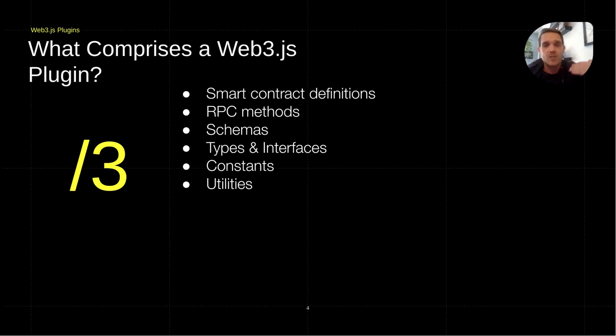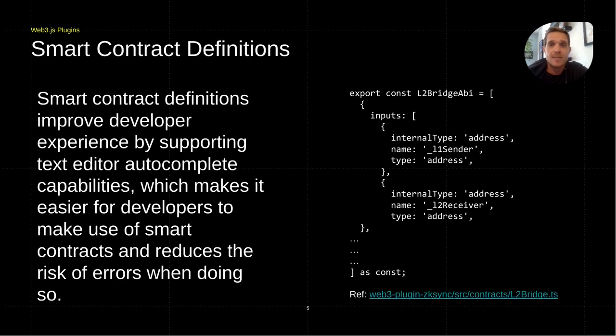So we're going to take a look at each one of these a little bit closer. In particular, we're going to be using the Web3.js plugin that we created at ChainSafe Systems for ZK Sync, because that really demonstrates a lot of these different components of a Web3.js plugin. So let's jump right into that by looking at smart contract definitions.